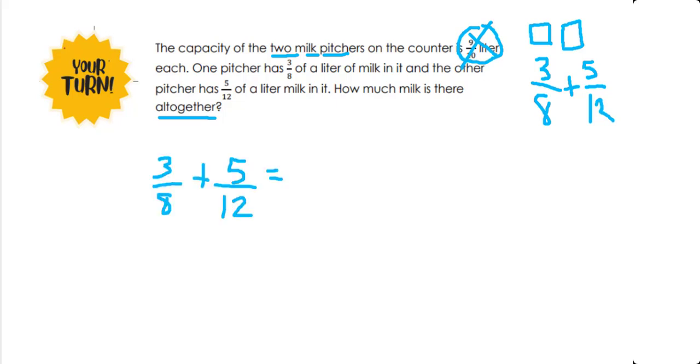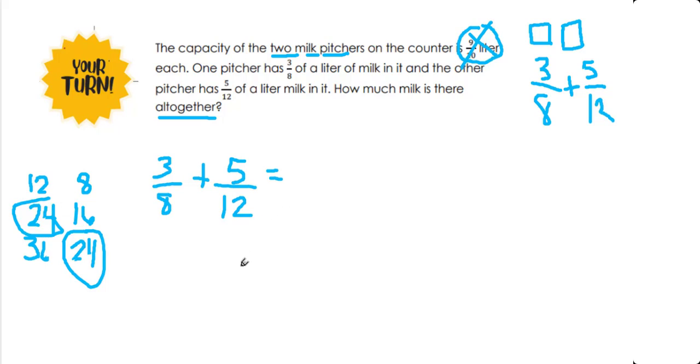Now my denominators are not the same, so I am going to have to come over here and find the multiples. We're going to start with 12: 12, 24, 36. Now I know my 8s, and I'm pretty sure that 8 times 3 is 24. We have 8, 16, and 24. And yes, that is our common multiple, and that will be our common denominator. So now we have to make each of these equivalent fractions where they have a denominator of 24.